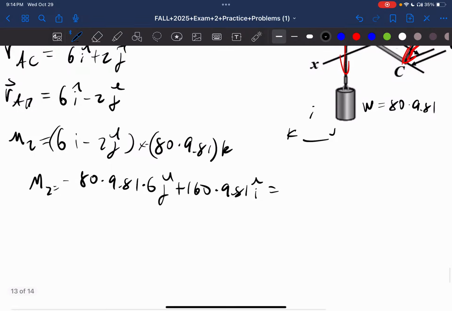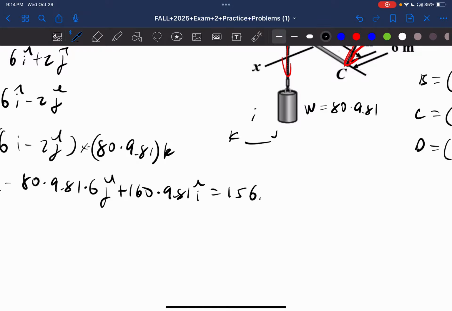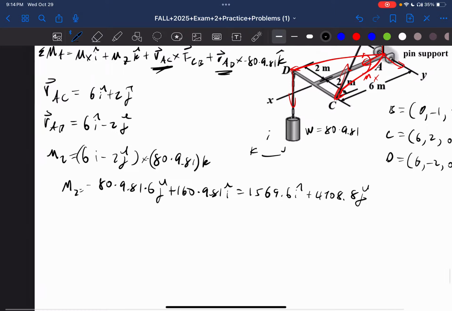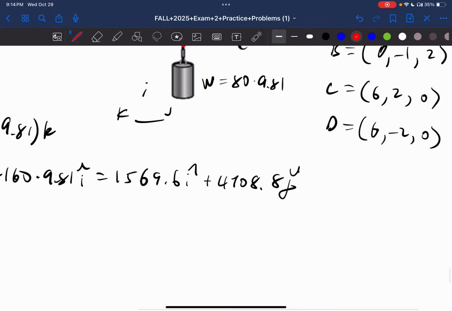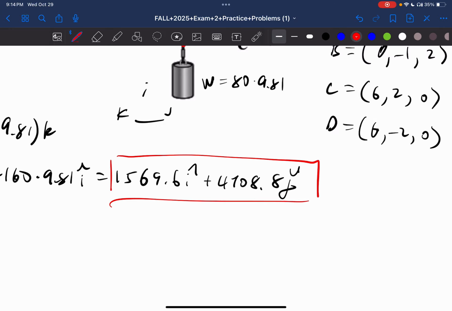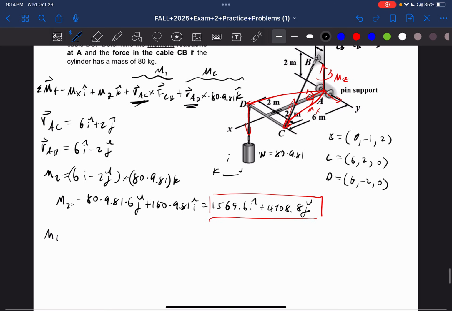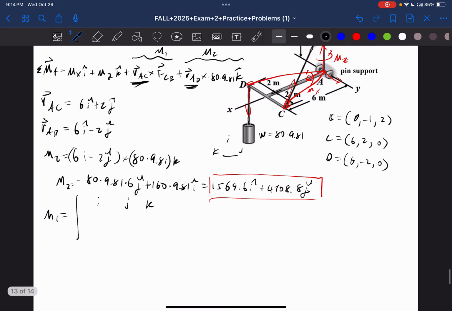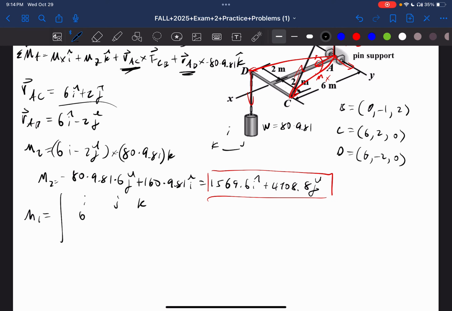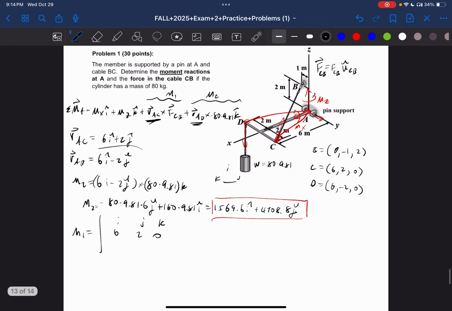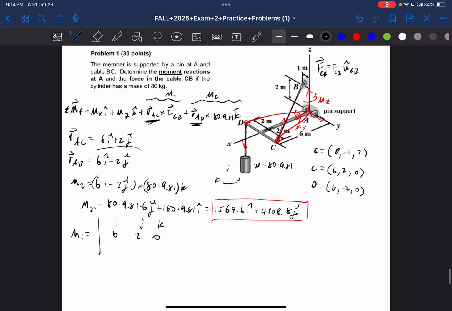So M2, we can calculate this out to be 1569.6i plus 4708.8j newton meters, and let's write this here. And then M1, we're going to have to do a cross product here: i, j, k, RAC, which is over here, so 6, 2, 0, and FCB is going to be UCB.